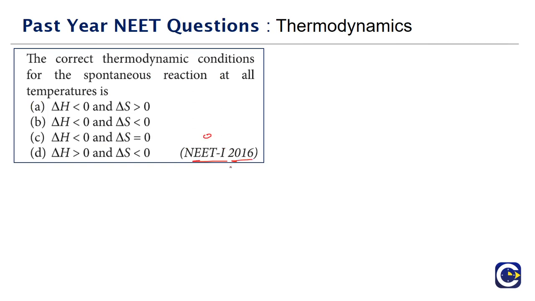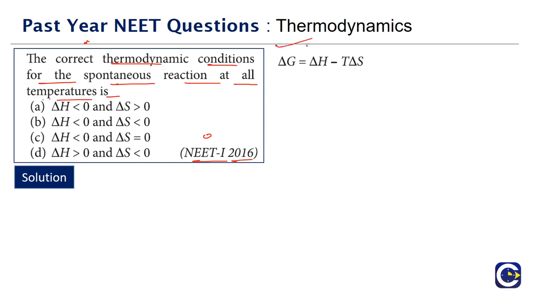Next, we have a question that has come in the NEET paper 1 of 2016. The correct thermodynamic conditions for the spontaneous reaction at all temperatures is. So we are looking for the spontaneous condition. So delta G is the one that will determine whether a reaction is spontaneous or not. So when will the reaction be spontaneous? When delta G is negative. So here we have no option but to check for these given A, B, C, D.